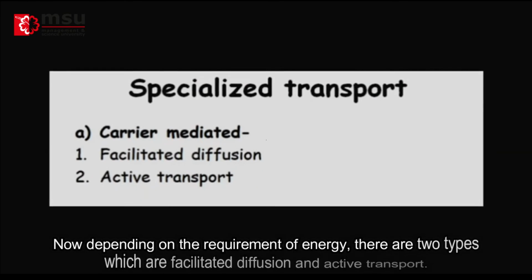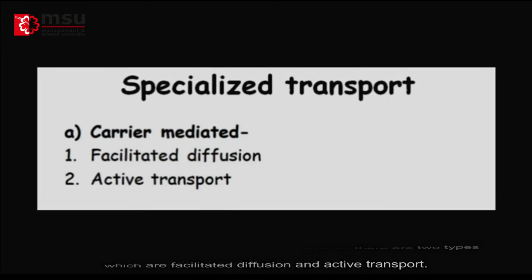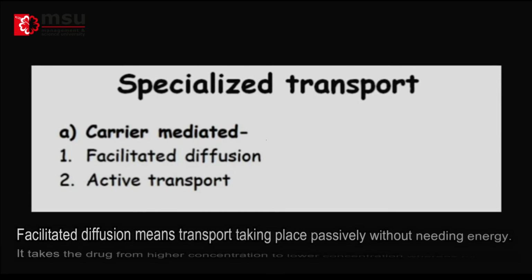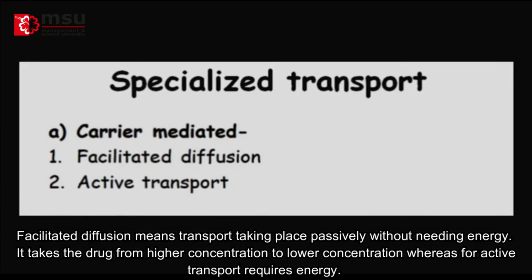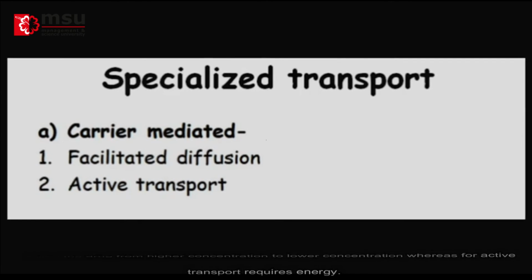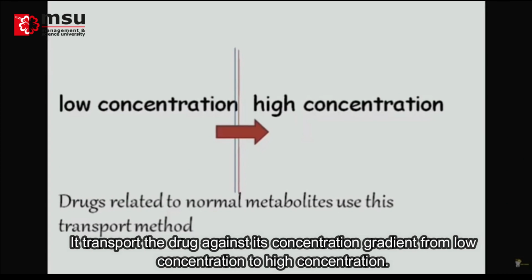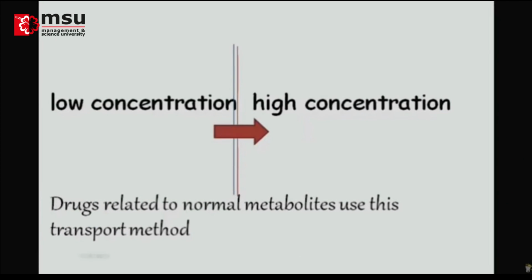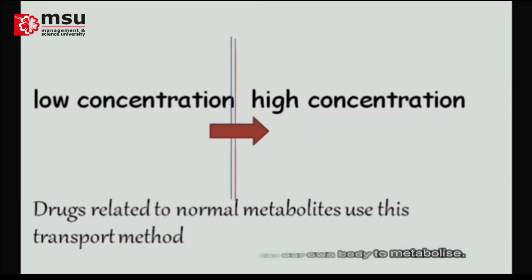Now, depending on the requirement of energy, there are two types, which are facilitated diffusion and active transport. Facilitated diffusion means transport taking place passively without needing energy. It takes the drugs from higher concentration to lower concentration, whereas active transport requires energy. It transports the drugs against their concentration gradient, from low concentration to high concentration. This active transport is meant for the body to metabolize.